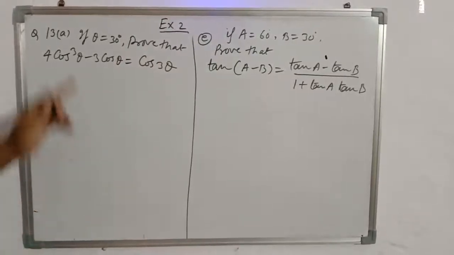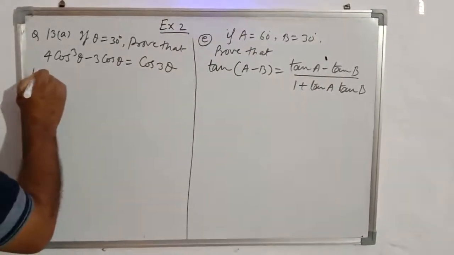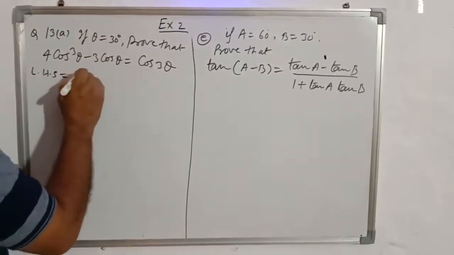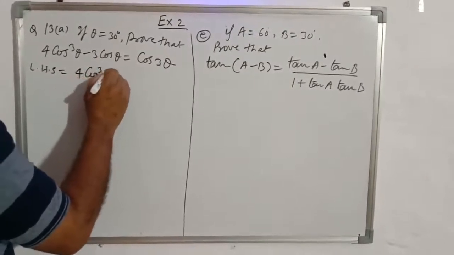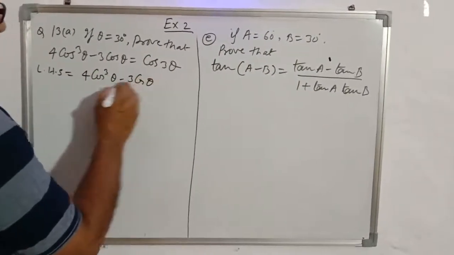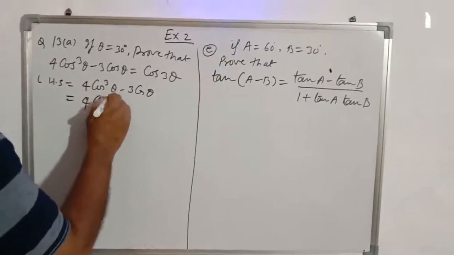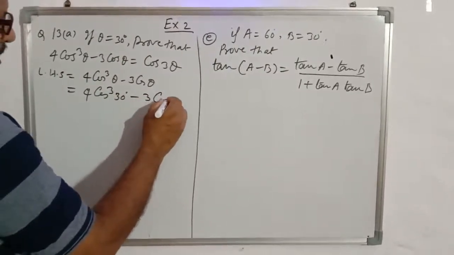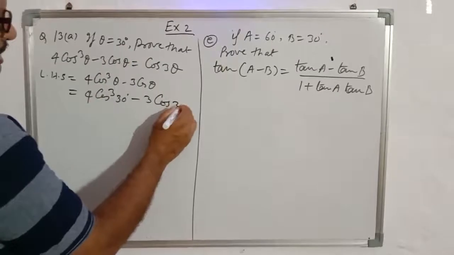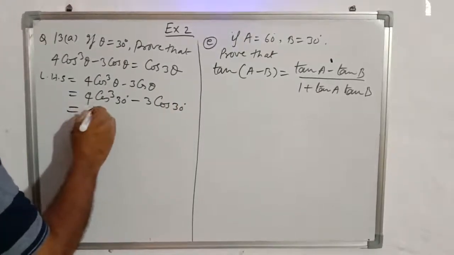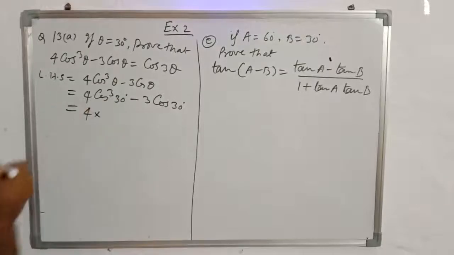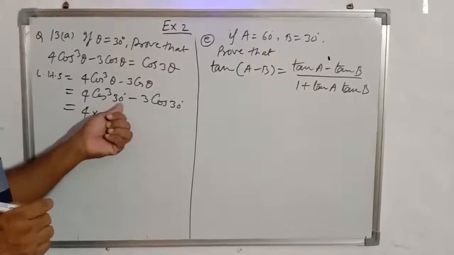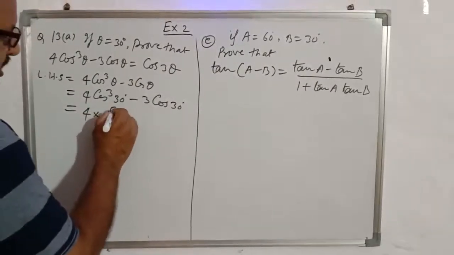So see the 13th first part. Take the left hand side. Or directly you can write theta 30 degree on both the sides. 4 cos cube theta minus 3 cos theta. Theta is 30 degree, so put 30 degree here, minus 3 cos theta, theta is 30 degree, write 30 degree. 4. What is the value of cos 30? If we see the table, then we find that the value of cos 30 is root 3 by 2.